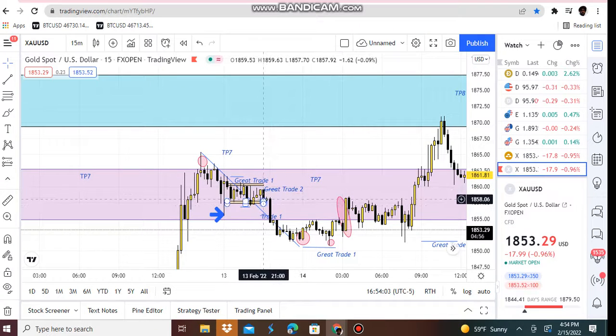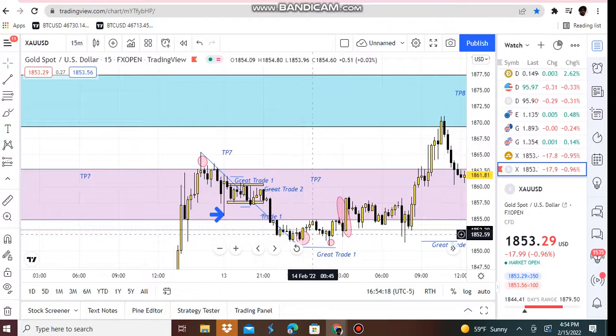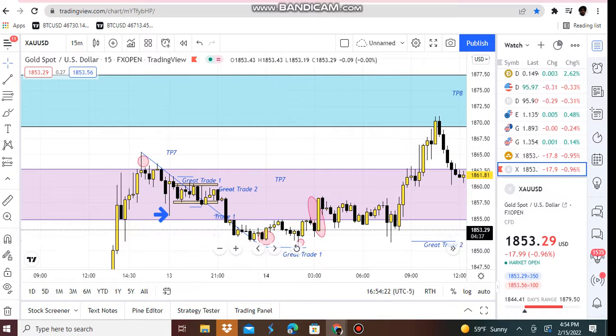This is the early Sydney and Asian session. We see price retracing down all the way from 1861. We could have got in for a great trade 1 at 1859 and rode this all the way down to 1851. Once price got to 1851, we see this bullish engulfing pattern right here.